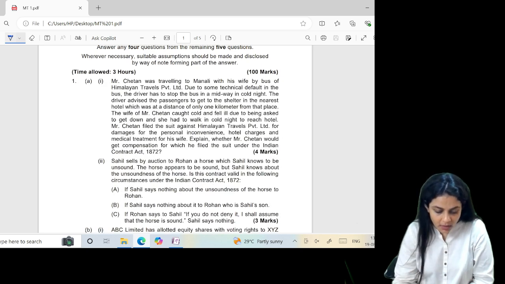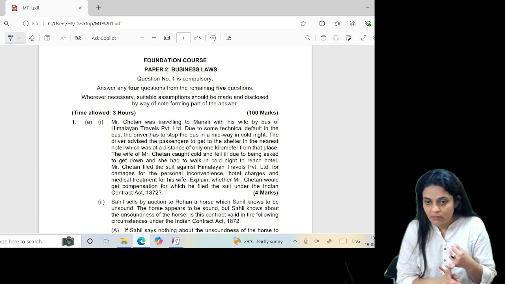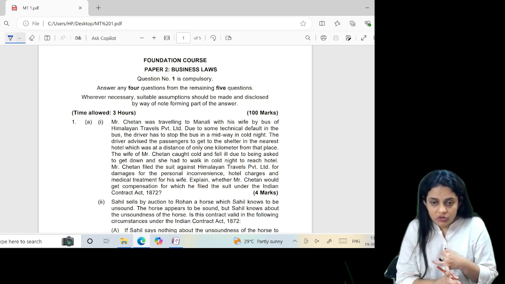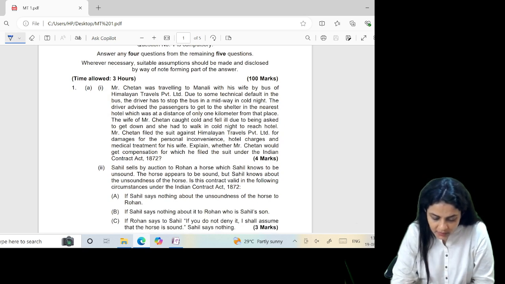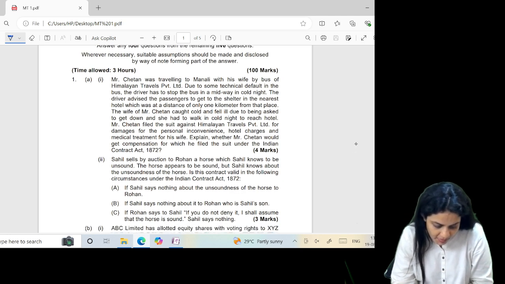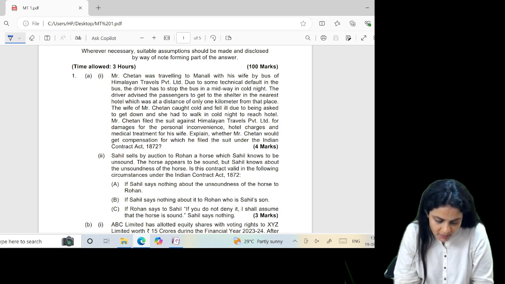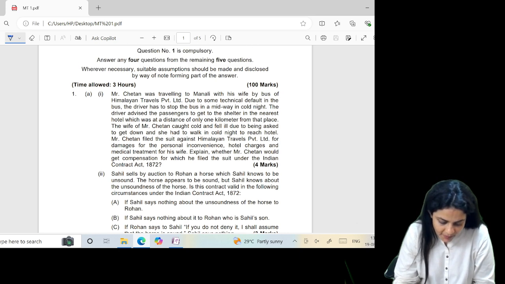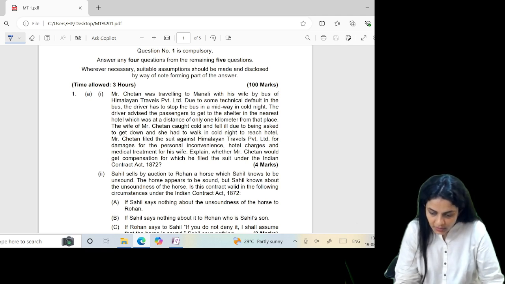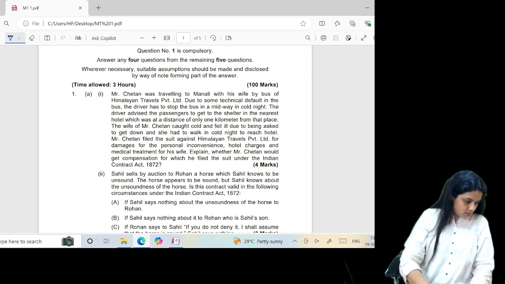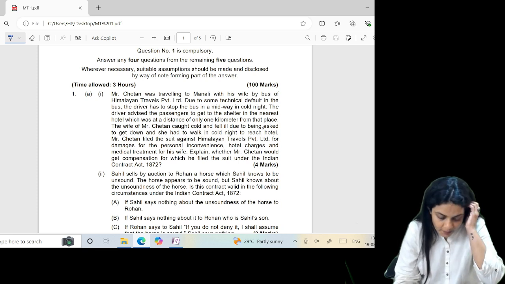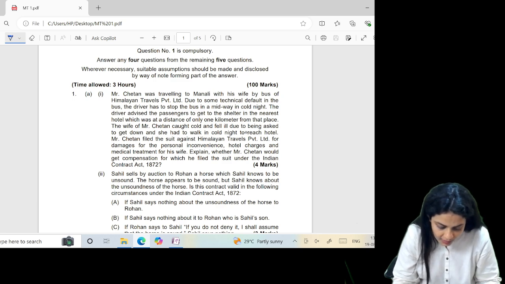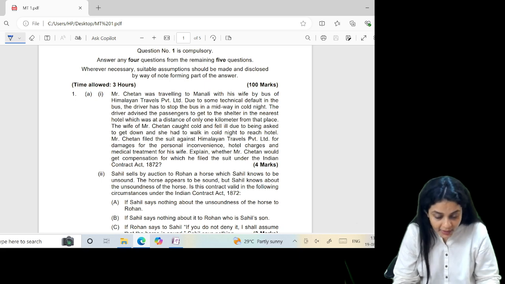Coming to the first question, as you know, question number one is compulsory, and it is from the Contract Act, then the Companies Act, and then the Partnership Act. Mr. Chetan was traveling to Manali with his wife by a bus of Himalayan Travels Private Limited. Due to some technical defaults in the bus, the driver had to stop the bus midway on a cold night. The driver advised the passengers to get to the shelter of the nearest hotel, which was at a distance of only 1 kilometer from that place. The wife of Mr. Chetan caught cold and fell ill due to being asked to get down, and she had to walk in the cold night to reach the hotel.